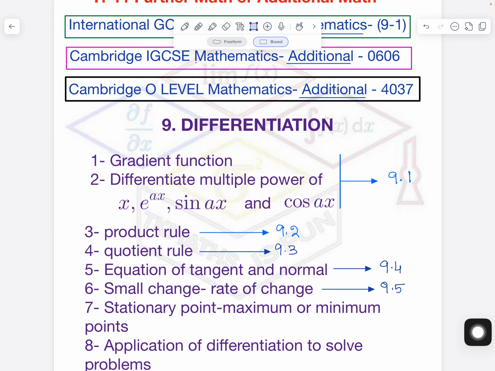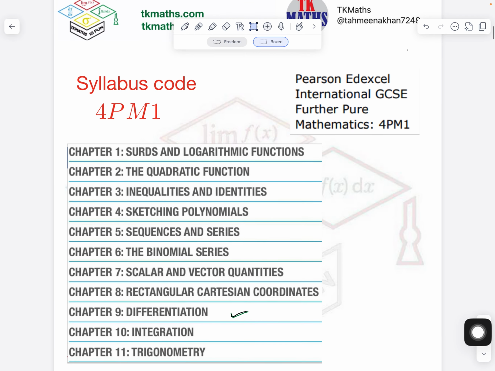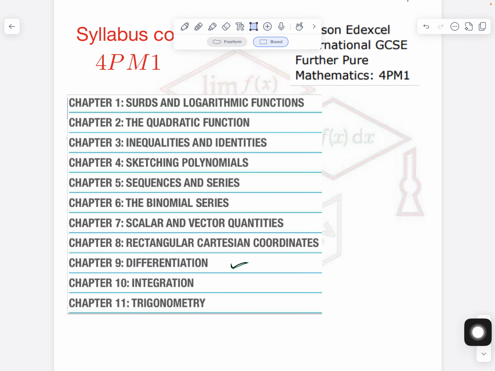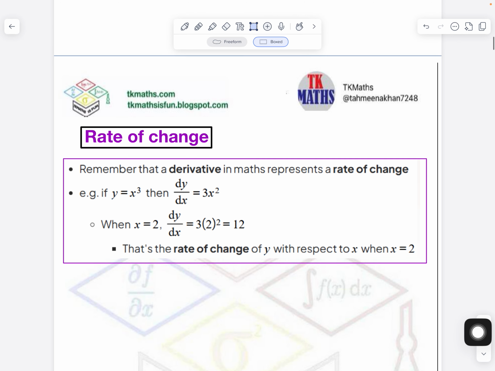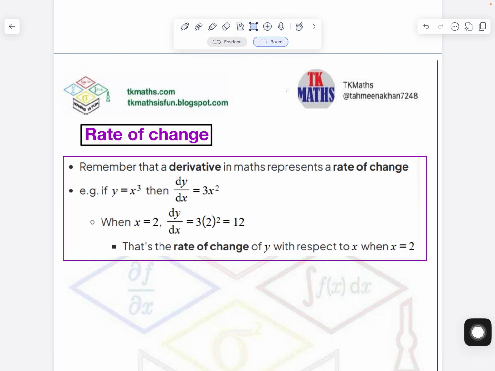So this is video number 5 on small change and rate of change. I have made a playlist in which I am making all the videos on these topics, so you can click on the playlist to watch more videos. So let's start. There are two aspects of the concept in this video: number one is rate of change, and then small change.